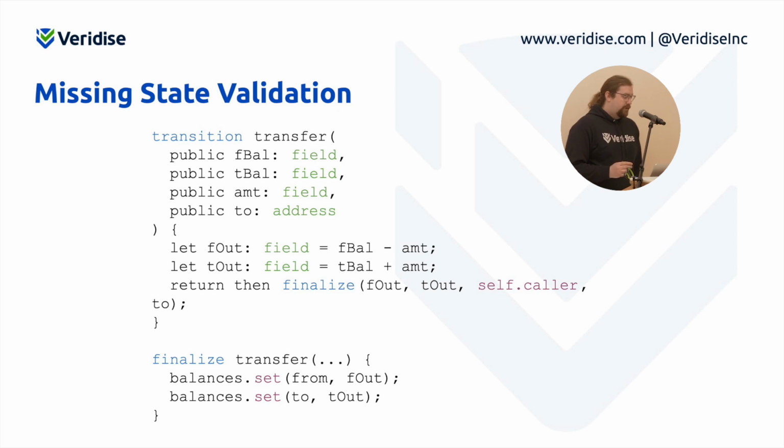So as an example, we can take a look at this private transfer function. So in this case, someone wants to keep balances private or something like that. So what they do is they allow the user to pass those in, and then they'll perform or adjust the balances in the transition function, and then they'll just tell the finalize function to adjust the balances.